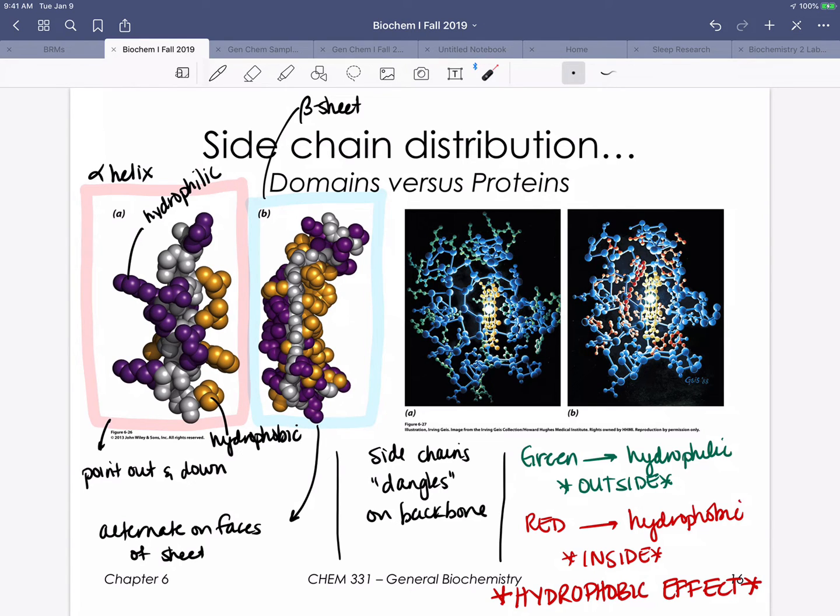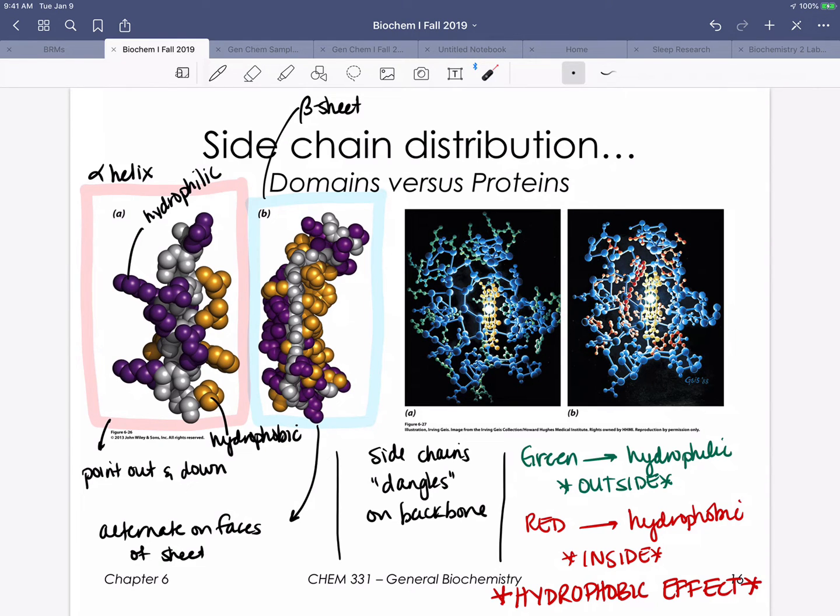So if we're going to minimize our contact with water, we're going to put those side chains on the inside of a protein. All of these red amino acids represent hydrophobic amino acids. We can see that they're largely on the inside of this protein. Green, which are hydrophilic, are on the outside.